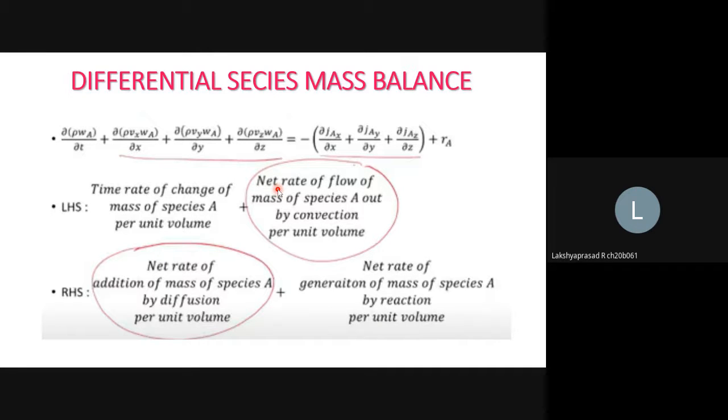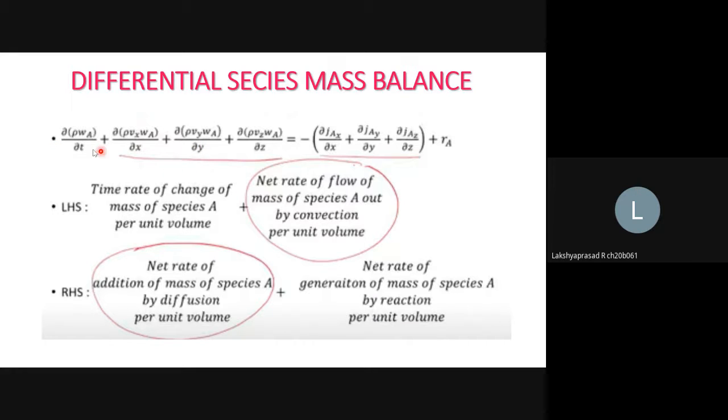Hello. So this will be our last lecture for the course. We'll finish off with the differential species mass balance. Sorry, species spelling is wrong over here. This is the differential species mass balance equation written right in front of you in the first equation itself.